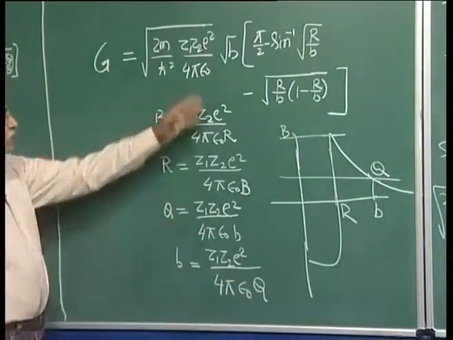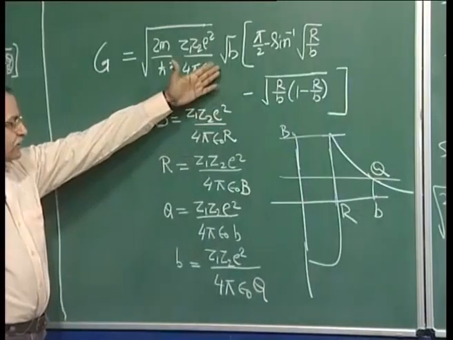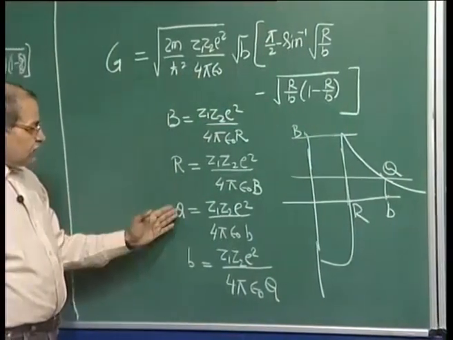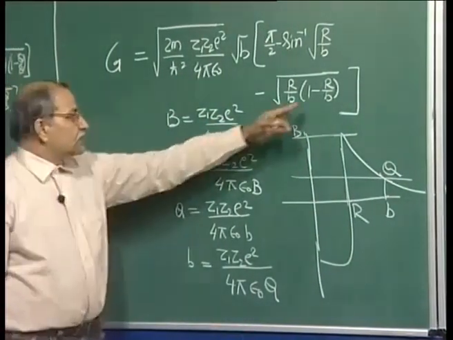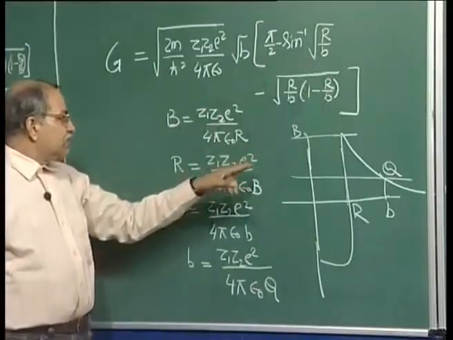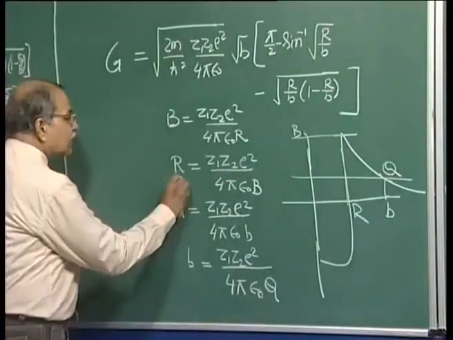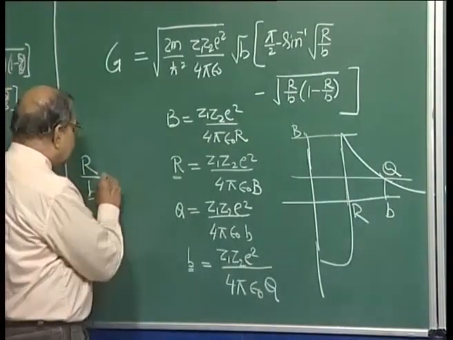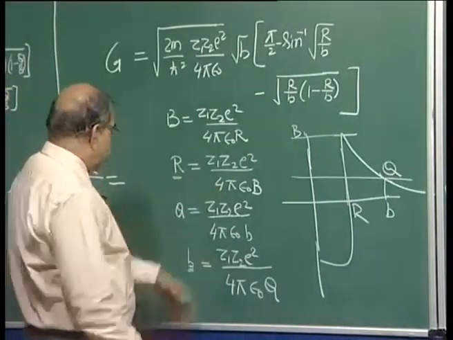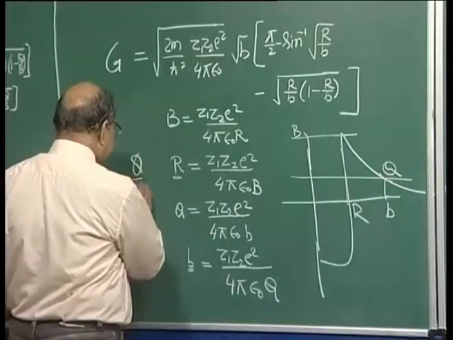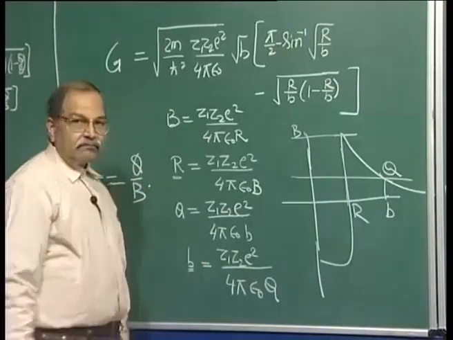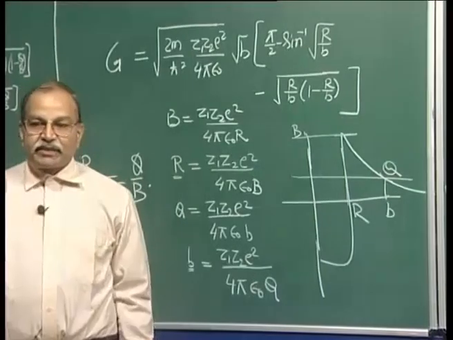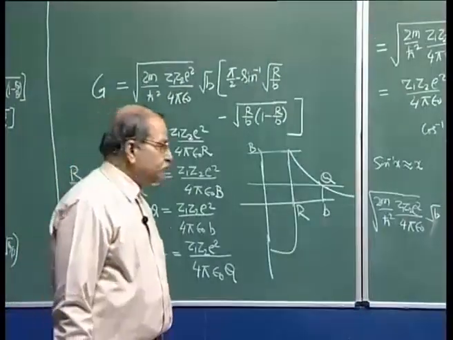So, you can write b and R in terms of capital B and capital Q. This R by b appears at several places. So, R by b is just equal to capital Q by capital B. Okay. So, we will write this expression in terms of Q and B.